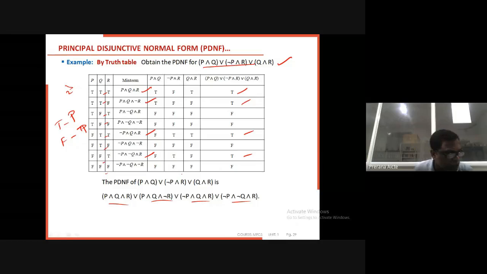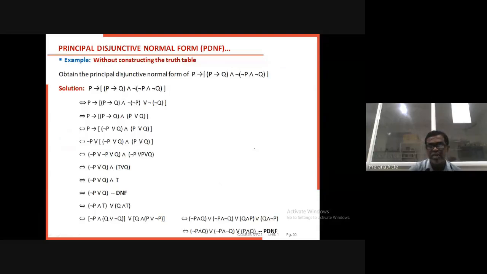Okay, so this is the simplest way to find the PDNF form. Next, by using the formulas we discussed previously, I can find the equivalent formula for that one. As I already told, try to remove the implies, and the negation, one by one, so that it gets simplified.